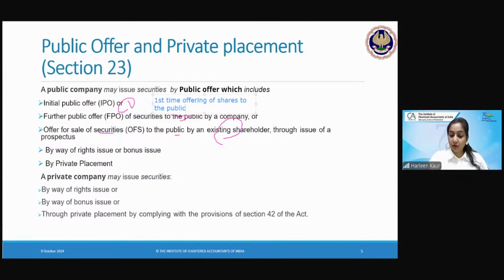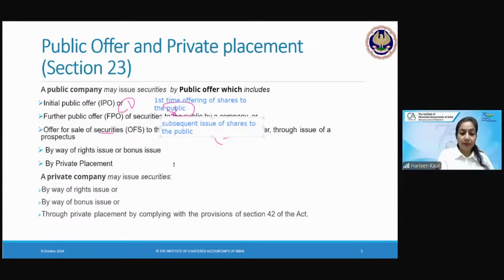What is FPO? FPO, children, write down: further issue of shares to the public by a company which has already listed on the stock exchange and has gone through the IPO process. It is also known as subsequent issue of shares to the public. You have already listed on the stock exchange, and now the company is in need of money and new shares are being issued to the public. The same company brings an FPO. For the first time when you bring, it is an IPO. Further, when you need shares, you bring in an FPO. Clear?